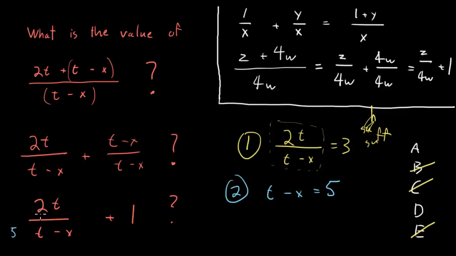Do we know the numerator? I guess to know the numerator, we're going to need to know t. Let's see. If t minus x is 5, well, no, we don't know what t is. There's all kinds of things that would subtract together to get 5. This could be 6 minus 1 equals 5. Or it could be 100 minus 95 equals 5. And if t is 6, that's going to lead to one value up here. If t is 100, that'll lead to a very different value up here. So statement number 2 is not enough to know the value of this whole thing. Statement number 2 is insufficient. So D is not our answer.